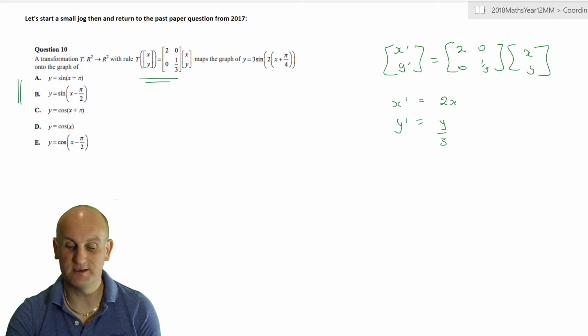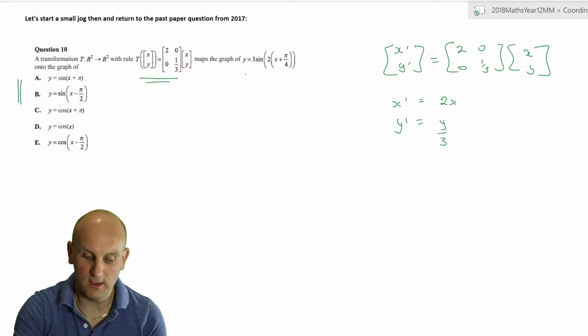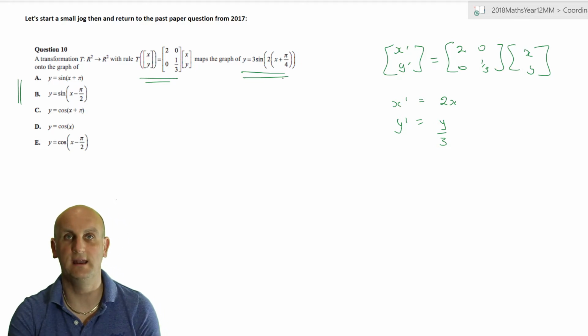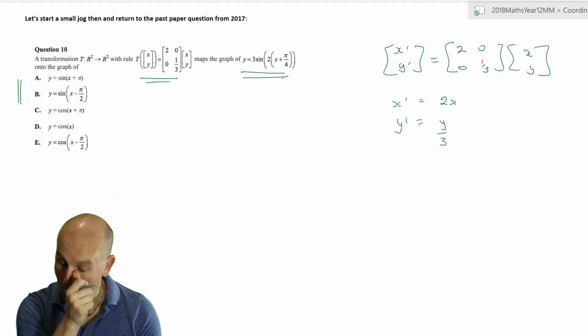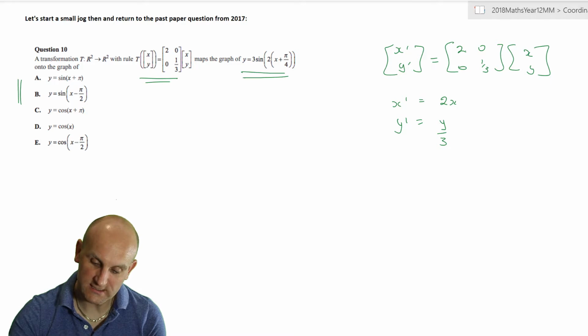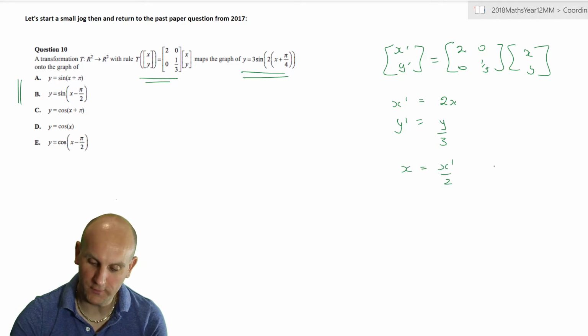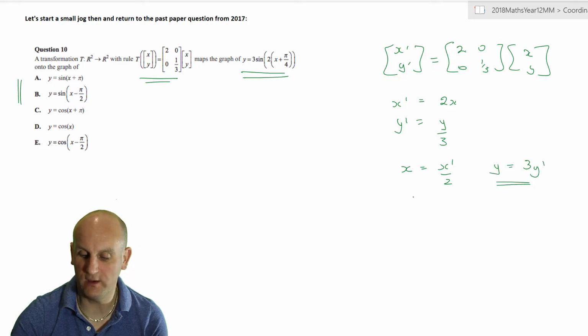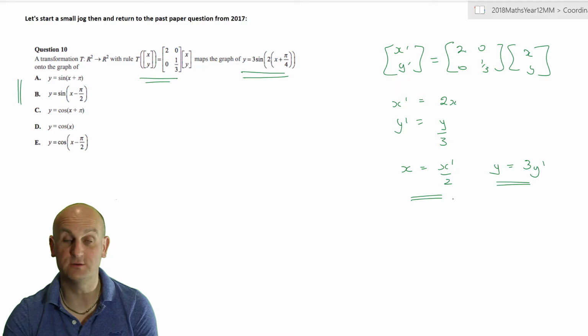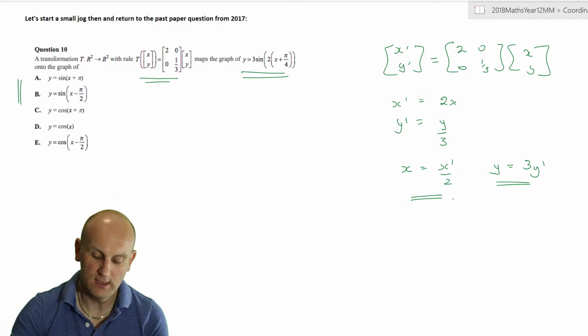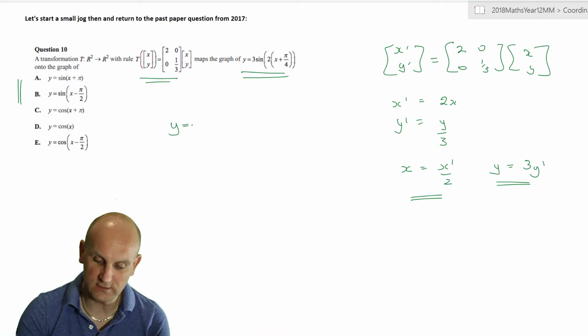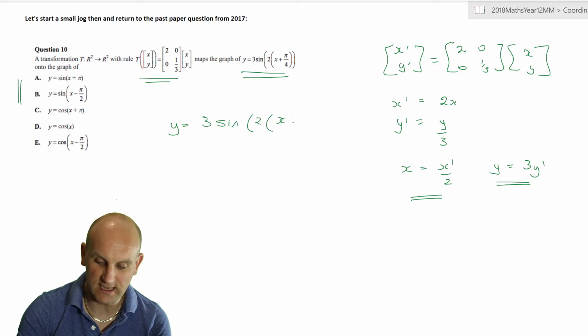Why is this important to me? Because I want to know what my x and y values are, because there is my equation that's got a y and an x in it. Rearranging this gives me that x is equal to x dashed on 2, and y is equal to 3y dashed. So where I see a y in my equation, I'm going to put 3y dashed, and where I see an x, I put x dashed over 2. So write my original equation out: y is equal to 3 sine of (2 times (x plus pi on 4)).